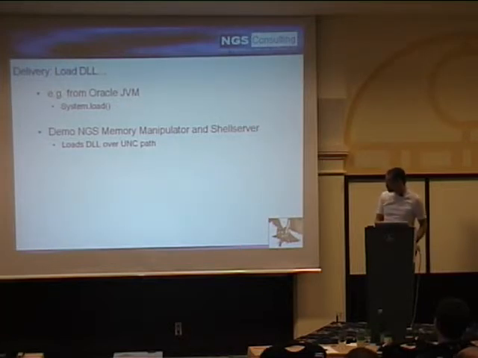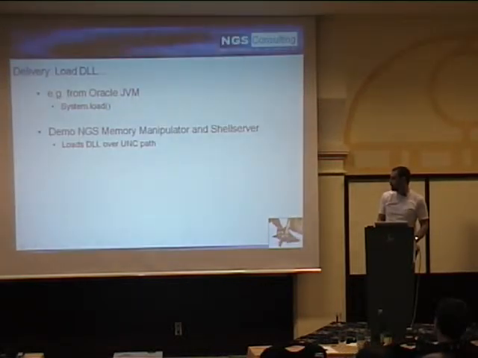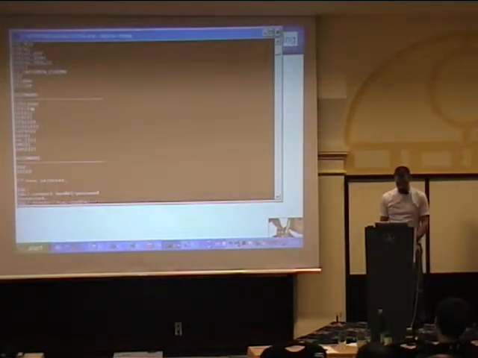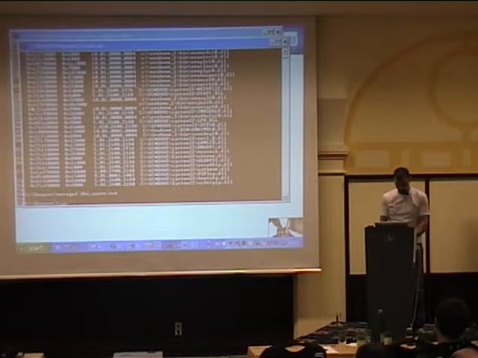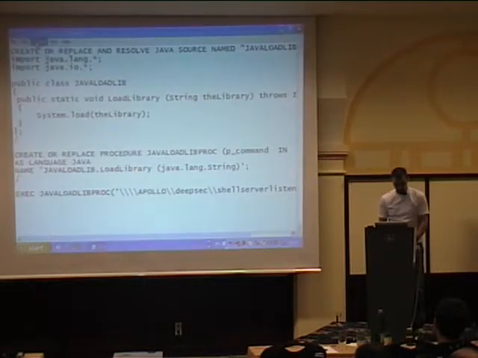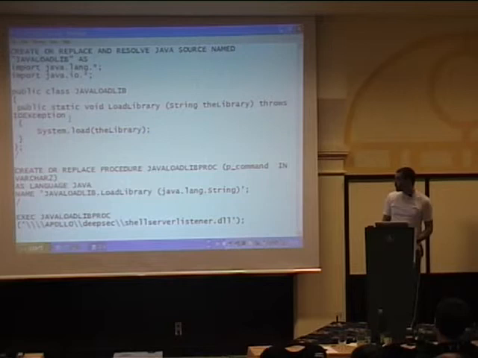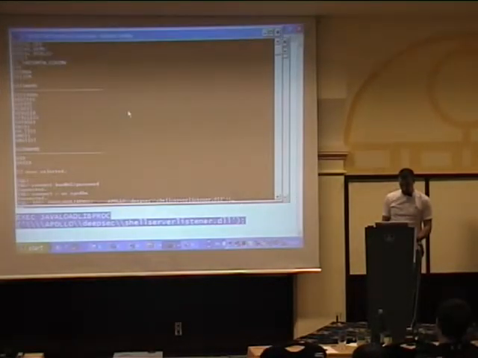So as a quick demonstration of this, this is just a simple DLL that exports some functionality. It's a memory manipulator, basically, and a shell server. So once we have our requisite DBA privileges, basically, we can then go around creating a Java class that will load a library for us. We then wrap a procedure around that and execute that. So this will load over the network.